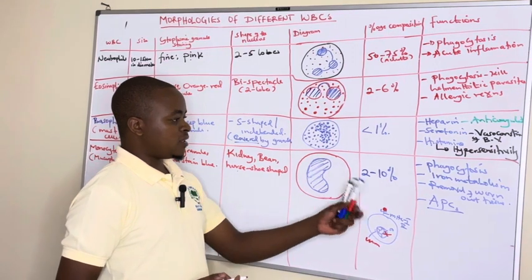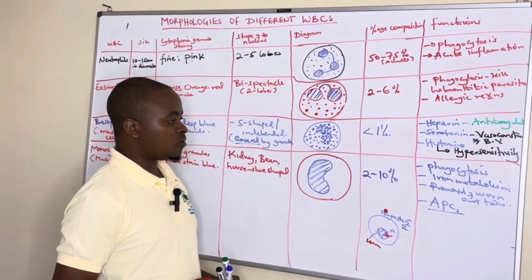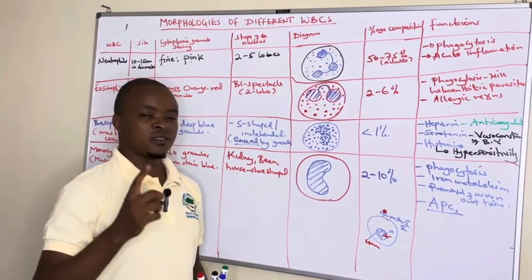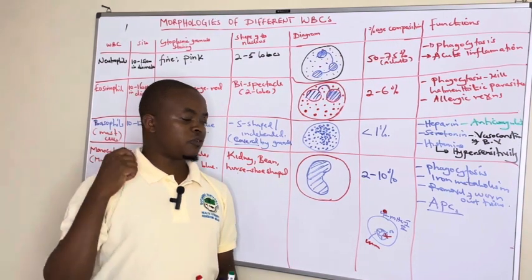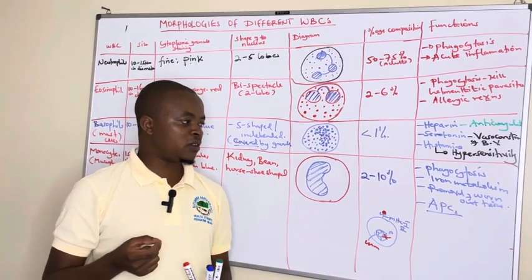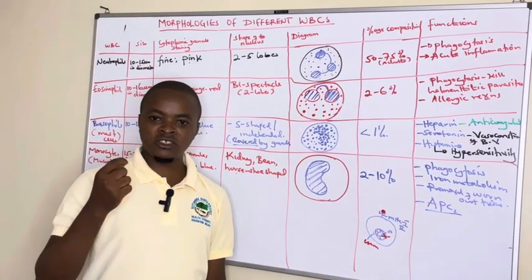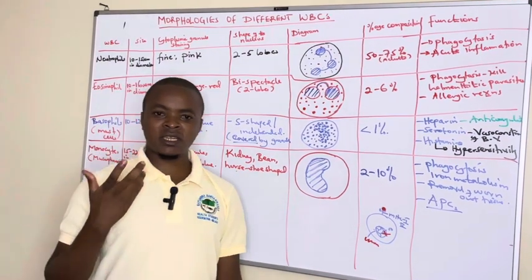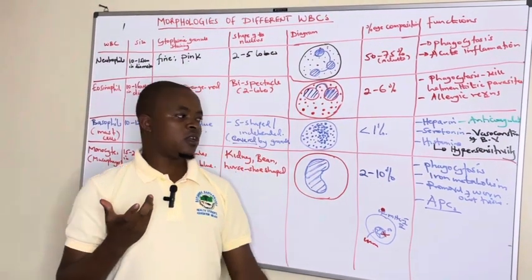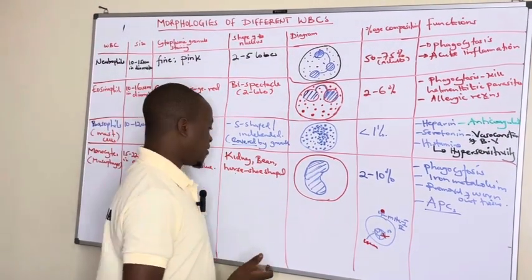So these are some of the major functions we can talk about, four of them: phagocytosis, iron metabolism, removal of worn-out cells, and acting as an antigen-presenting cell. So whenever you are asked for four functions of monocytes, do not forget to list them.